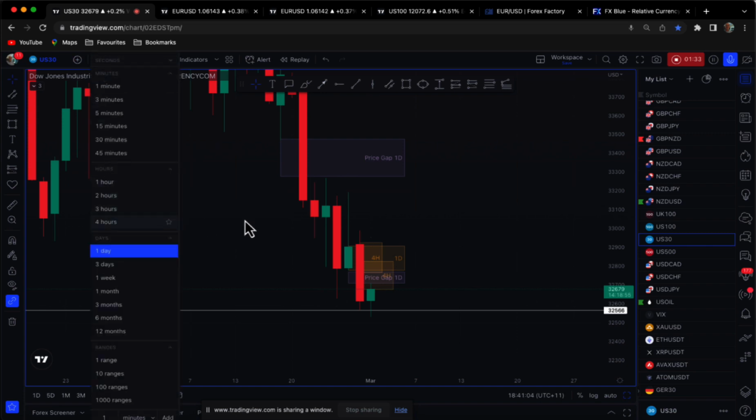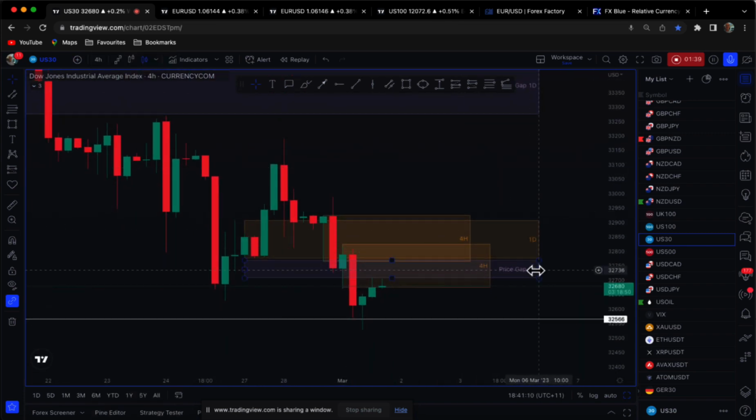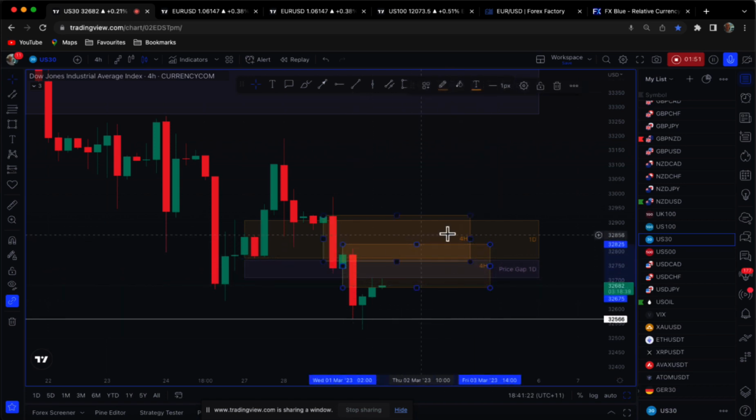And on the 4 hour, see what it looks like. Just wait for this to load. See that? We've got a daily distribution here. We've got a daily gap. We have this 4H, this green candle here, high and low. And then we've got this 4H high and low here.